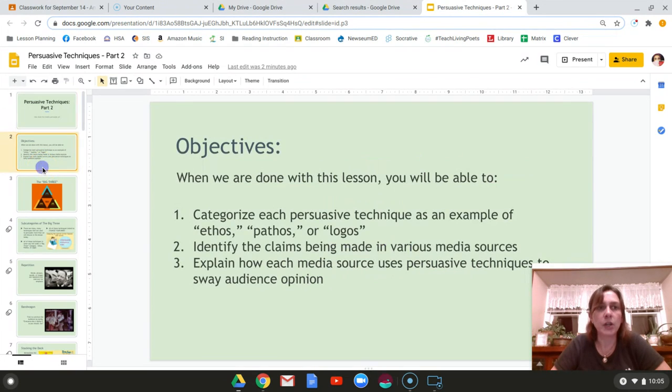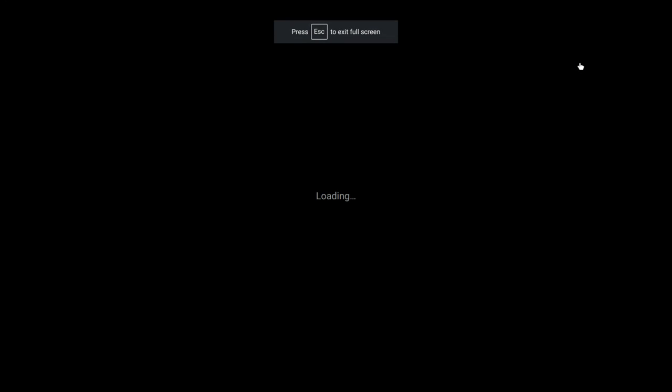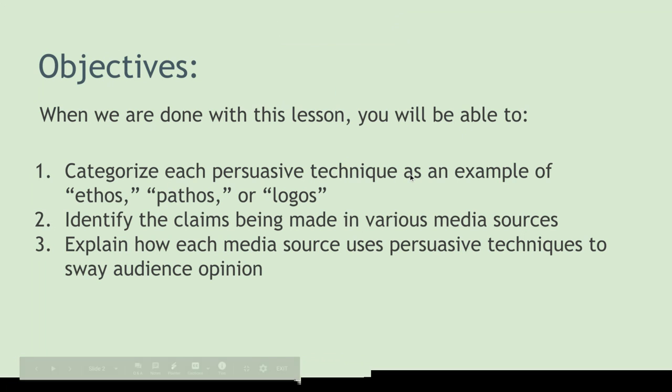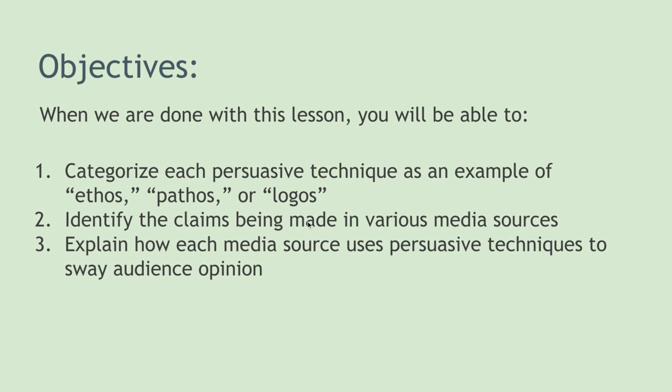So if we look at our objectives for today, it says when we are done with this lesson, you should be able to: 1. Categorize each persuasive technique as an example of ethos, pathos, or logos. We'll see if we can make that happen. 2. Identify the claims being made in various media sources. And 3. Explain how each media source uses persuasive techniques to sway audience opinion.